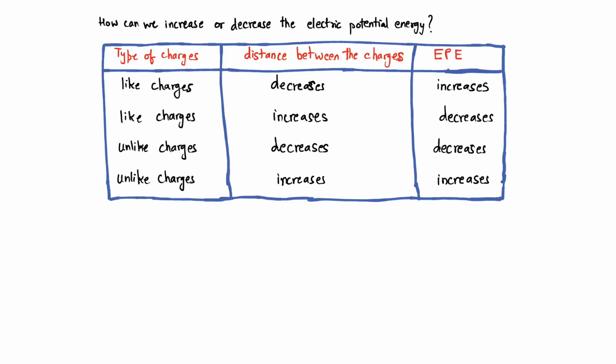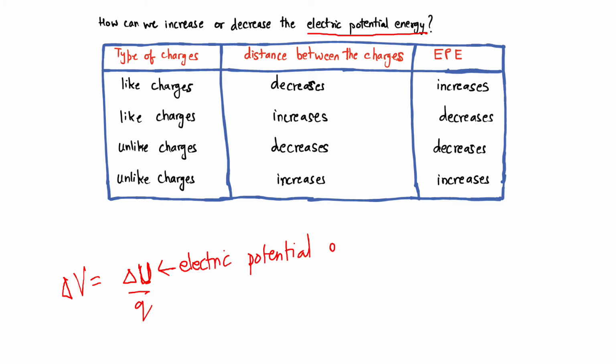Now in the same way, we can think about electric potential energy. We can increase or decrease electric potential energy. We saw electric potential energy in the formula for delta V equal to delta U over Q, where this delta U is the electric potential energy, and delta V is the electric potential difference, just as we saw in the beginning of the video.